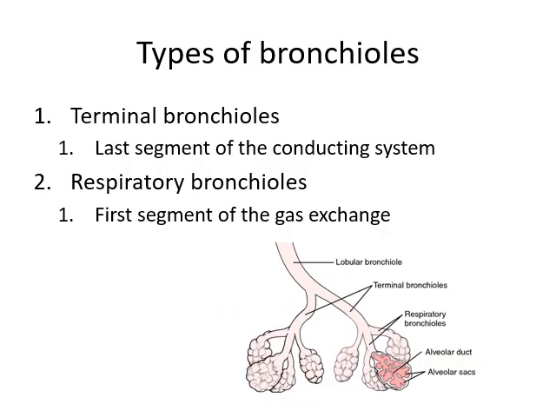Okay, so again, there are several types of bronchioles. We call them the terminal bronchioles and the respiratory bronchioles. The terminal bronchiole is the last segment of the conducting system, as we discussed earlier. Then the terminal bronchioles will divide into several respiratory bronchioles, which have a very thin wall and are involved in gas exchange, and that is why we call it the first segment of gas exchange. So those are the two types of bronchioles, terminal and respiratory.